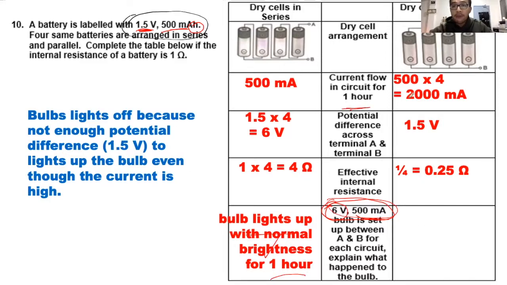But in the case of the parallel, we have more than enough current. We have 2000 milliamps of current, but our potential difference is so tiny, 1.5 volts. So we do not fulfill the condition requested. The requirement says at least 6 volts, then it will light up. So if you don't fulfill this request, because we are arranging this in parallel, it cannot work. That's why we say here the bulb will not light up, because there's not enough potential difference to light up the bulb even though the current is high.